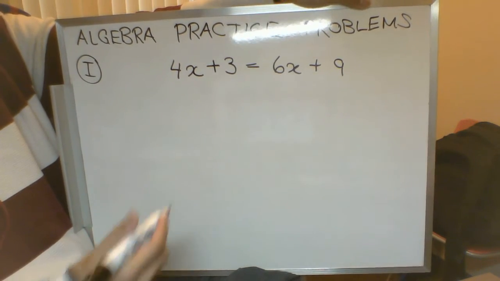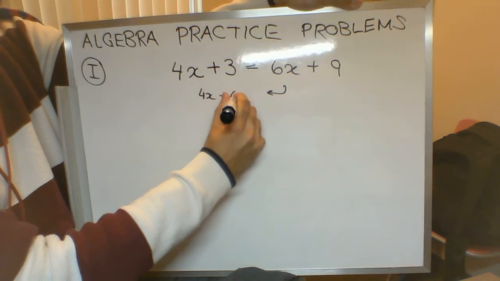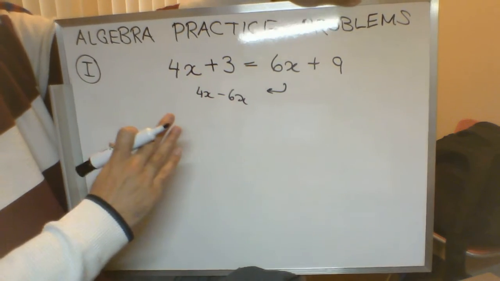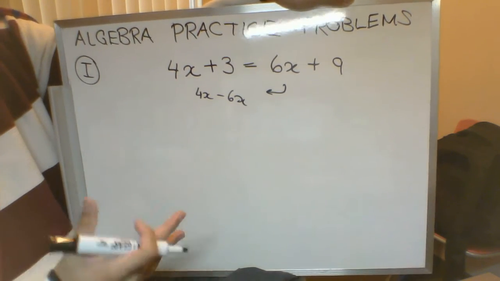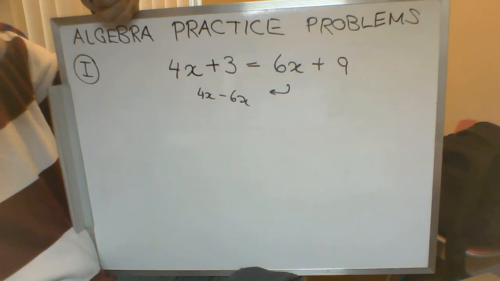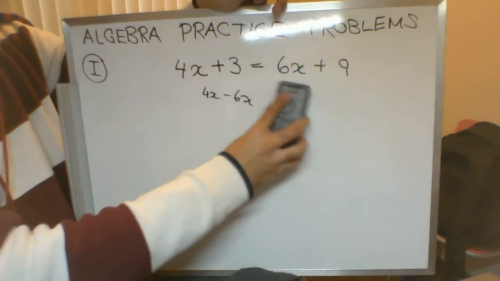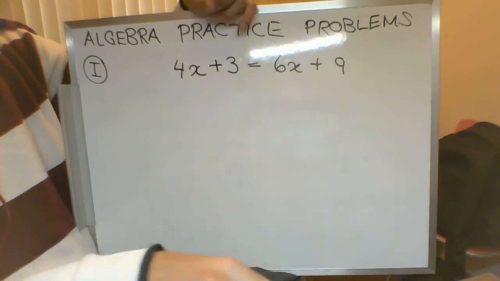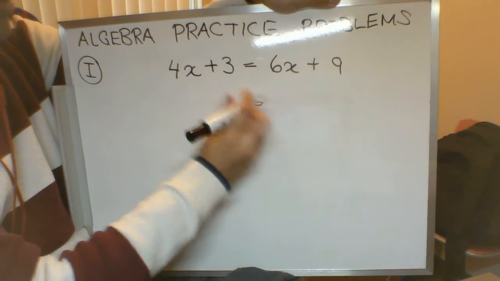Now you might notice that if I bring the 6x over here, I'm going to end up with 4x minus 6x. Don't write that down, because that gives me a term with the variable that has a negative sign. If you're fine with it, go for it. I prefer the term with the variable to be positive, so I'm not going to do it that way. But what that means is that I'm going to have to take the 4x over to the other side. So in my next line, this one you can write down.